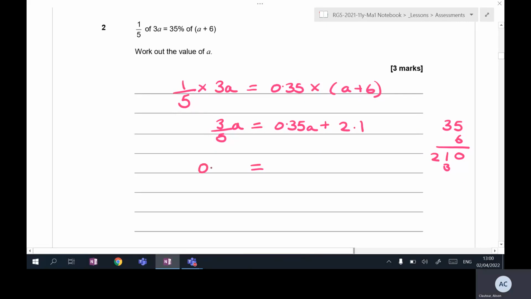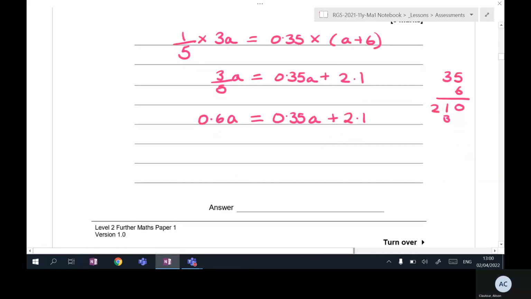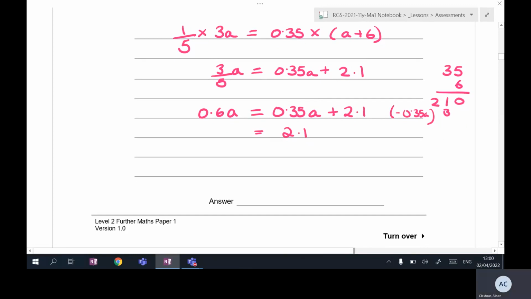Okay, I may as well turn this one into a decimal as well. So 3/5 is 0.6. I'm all in decimals. Okay, and then I'm going to subtract 0.35a. So I've got 0.25a. And then I'm doing 2.1 divided by 0.25.